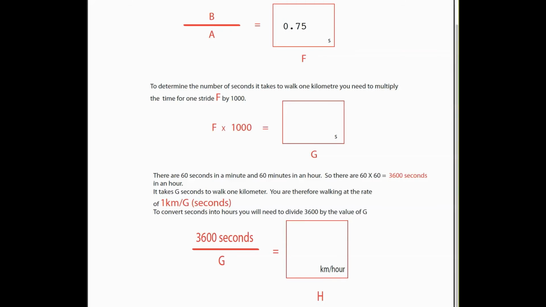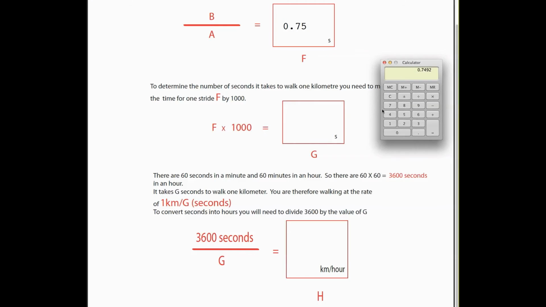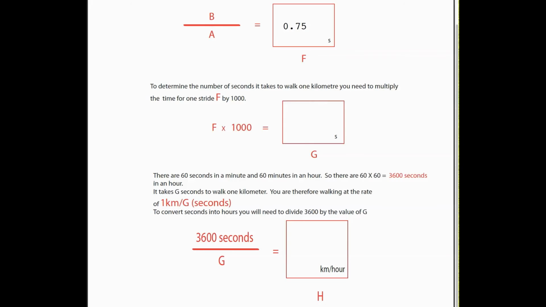What if we want to know how many seconds it takes to walk a kilometer? All we have to do is take this number, which is F, multiply it by 1,000. And, well, let's do it. We'll do it the honest way. We'll get a calculator, even though I know you could do it all in your head. 0.75 times 1, 2, 3 zeros equals 750. I know you all guessed at that one. That's how long it takes in seconds to walk 1 kilometer.